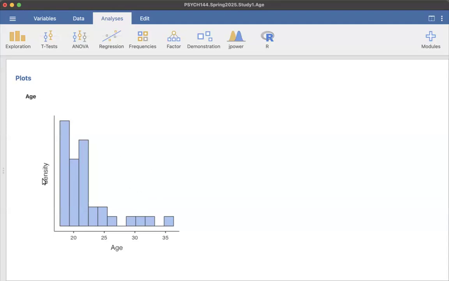So this says density on the side here. In terms of a histogram, what we're really talking about is frequency. So a bar that is the highest indicates the highest frequency. We can see here that this pattern really shows us that the majority of students in this data set are younger. And then we have a couple that are older, right? So this is a positively skewed or a right skewed distribution.